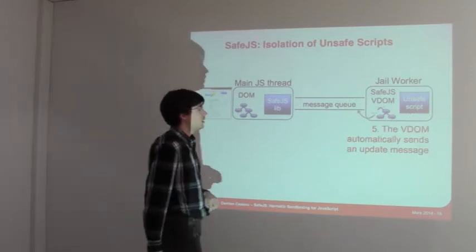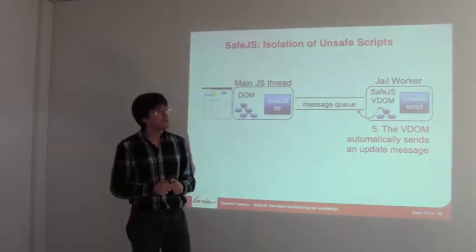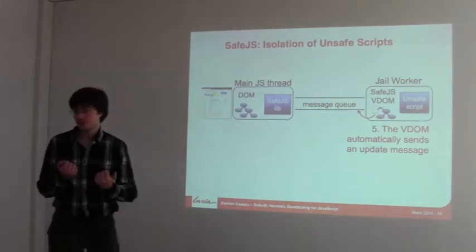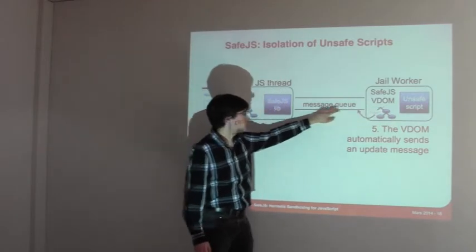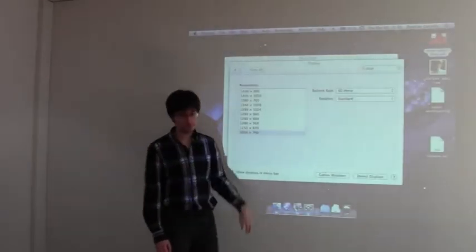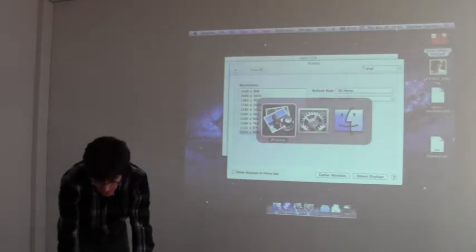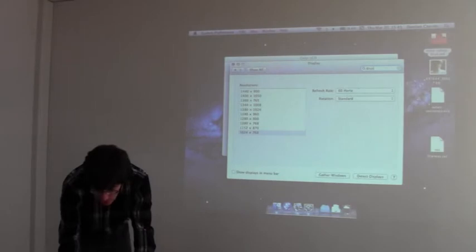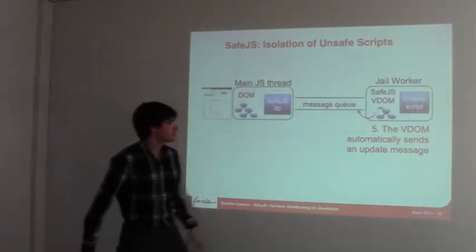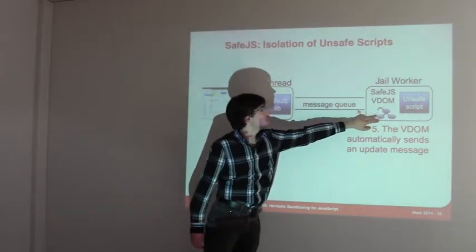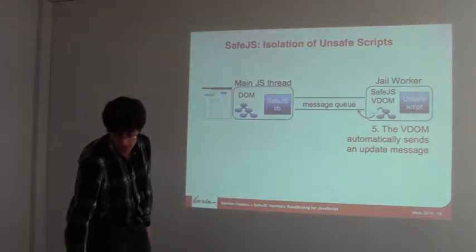The VDOM will convert this update into a message, into a text message. So the content of the widget is serialized in the message queue. The update of the web page is serialized to the message queue as text.